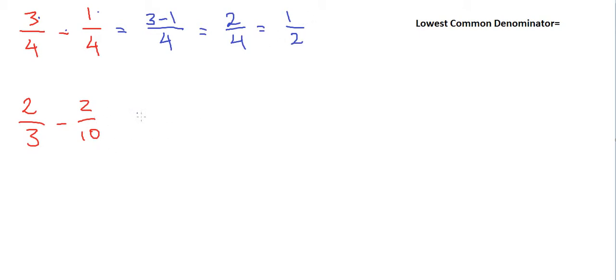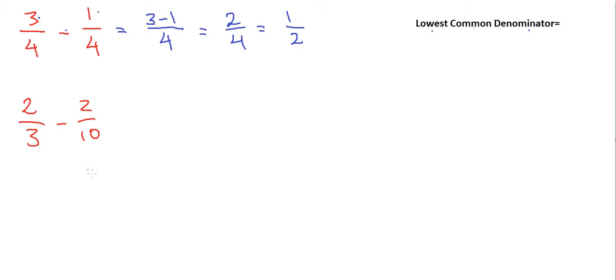What about if the denominators aren't the same? Like what we did before with adding fractions, we have to find equivalent fractions. Okay, so how we do this is first we find the lowest common denominator. The lowest common denominator, so a number that both 3 and 10 go into.